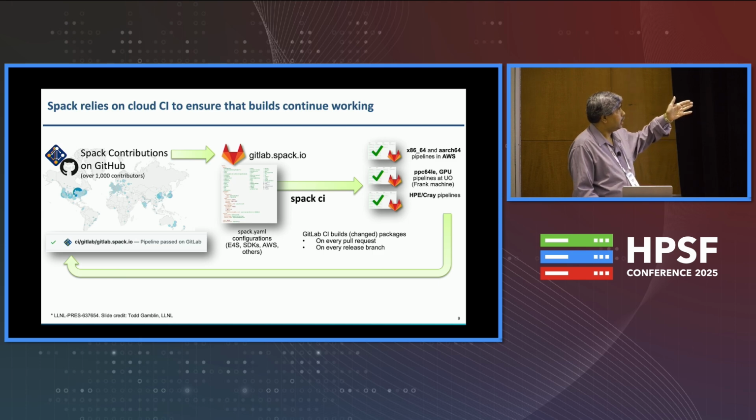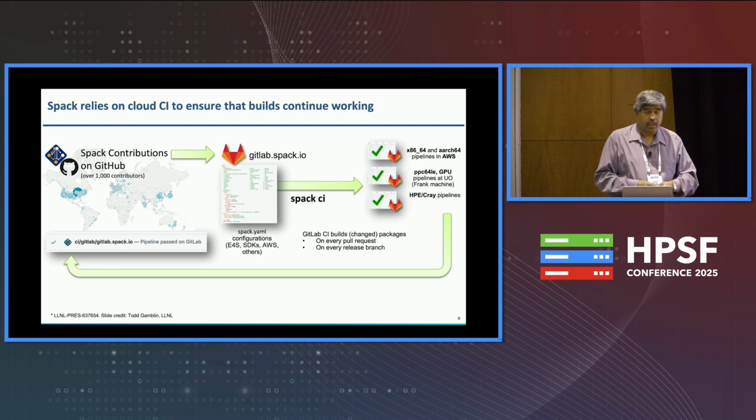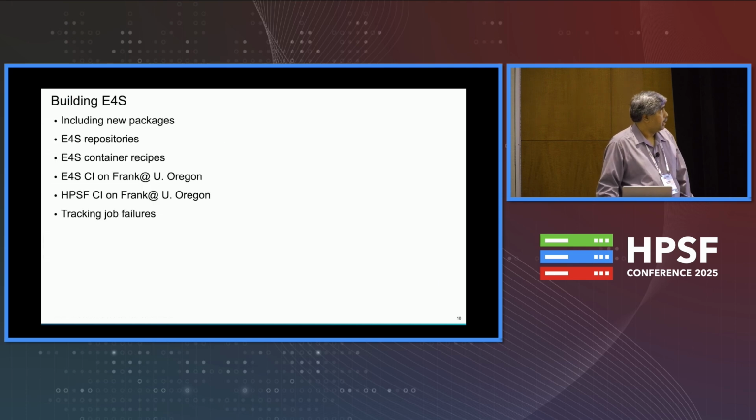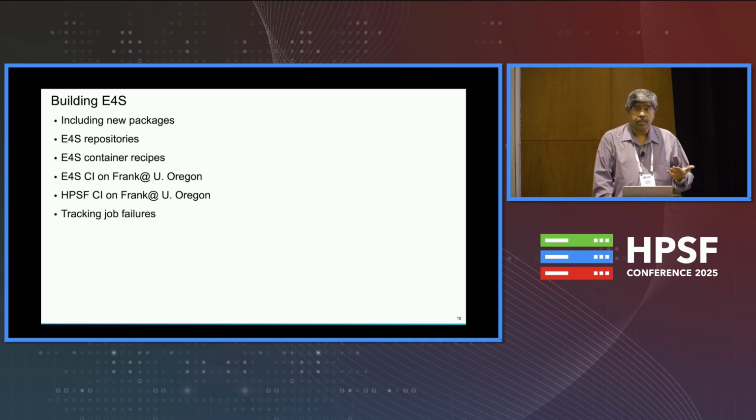Now, when you create a new pull request, Spack emits a large number of jobs from gitlab.spack.io, which are run on AWS as well as on Frank at UO. And today I would like to just describe how we introduce a new package, what the E4S repositories and container recipes are, what kind of CI is performed at the E4S level, and what is done at the individual package level, and how the HPSF CI integrates with all this, and how we can track job failures.